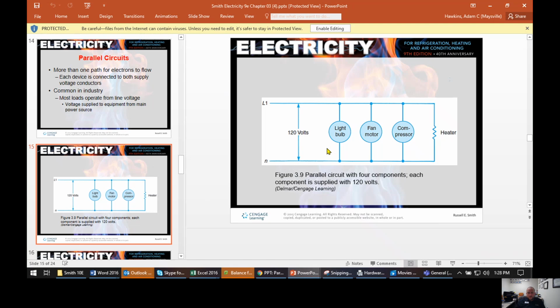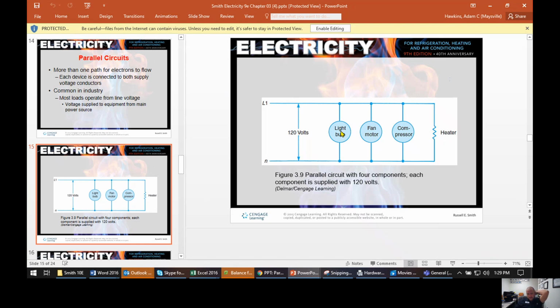So let's go to the next part. This is an example of just 4 loads, 120 volts, showing you the difference between the 2 legs. So you'll notice you've got leg 1, 2, 3, 4. You have 4 different tiers to your ladder. If I was drawing this, I would actually draw it up and down, but they show this sideways for whatever reason. So you've got a light bulb, a fan motor, a compressor, and a heater.